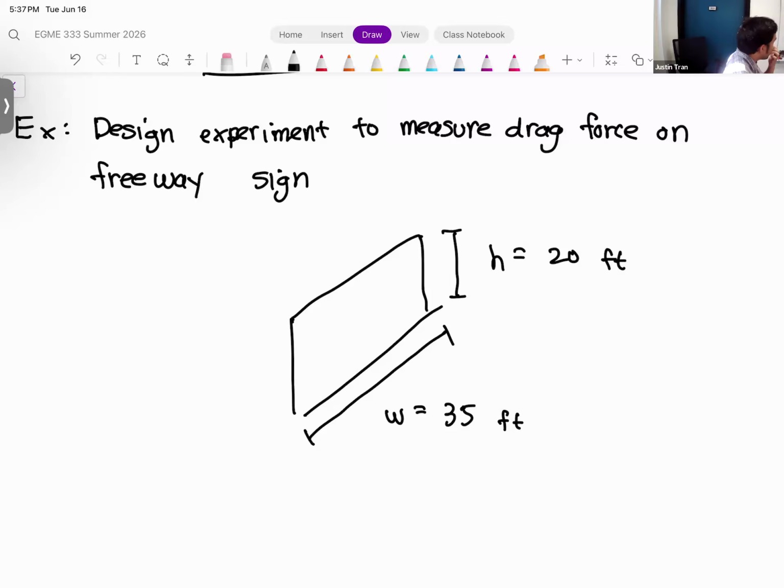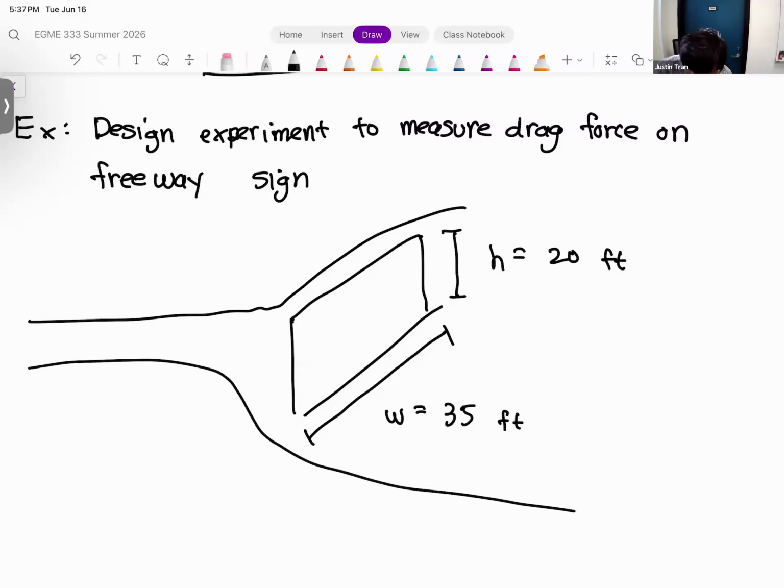Okay, so that's actually huge. Actually, this might be a billboard. It might not be a freeway sign, now that I'm thinking about it. Okay. And so our fluid that we are going to be hitting it with is going to be air.